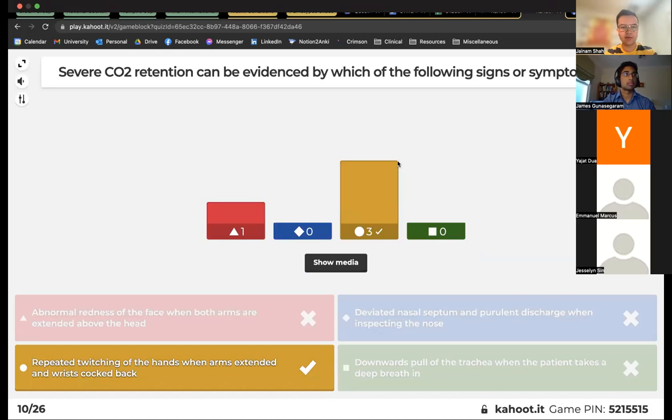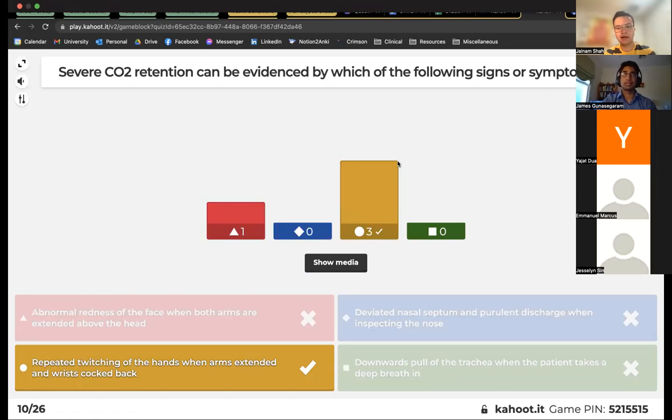Redness of the face when both arms are extended above the head. That's Pemberton's sign. So that's classically because of some sort of mediastinal obstruction that's causing the superior vena cava not to be able to drain the blood away from the face, which is why you get the redness.